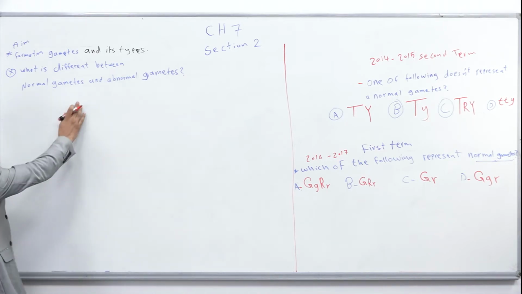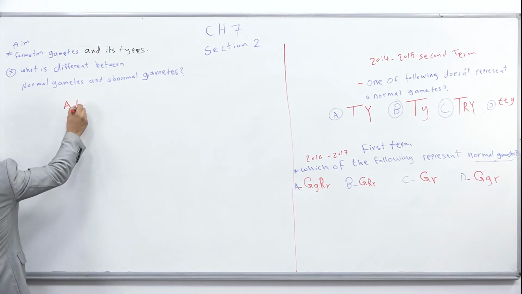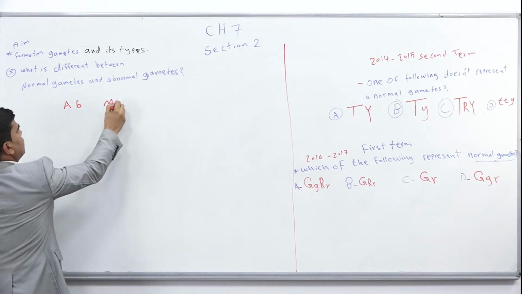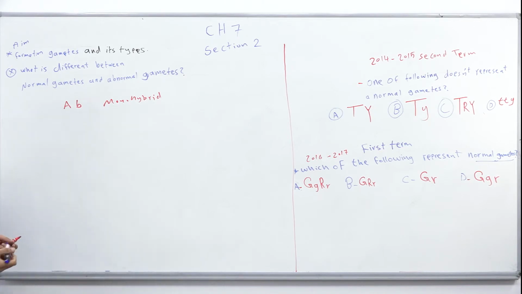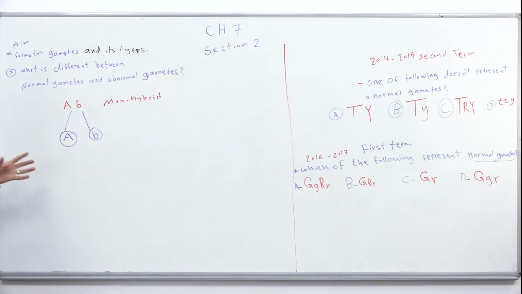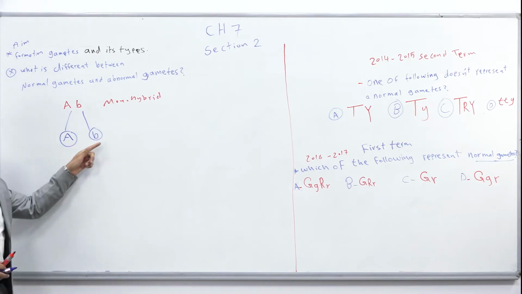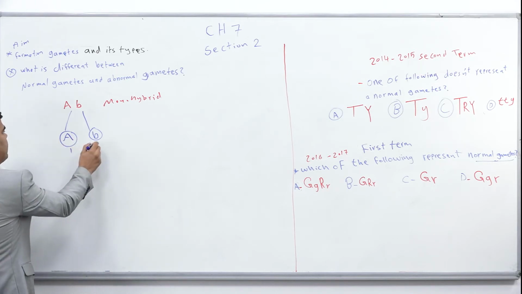For example, we have the gametes from one parent, A and B, in a monohybrid cross. How are the gametes produced? According to the law of independent assortment, the alleles separate, becoming A and becoming B. So in a monohybrid cross, how many gametes are produced? Maybe 1 or 2, depending on the parent we have. Here, 2 different gametes are produced. And how many types? We have 2 types.